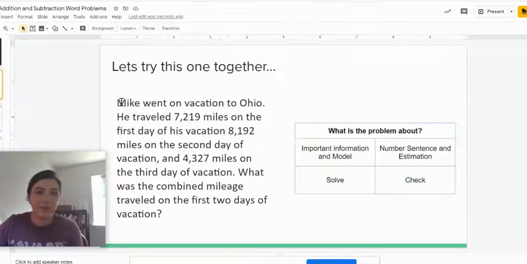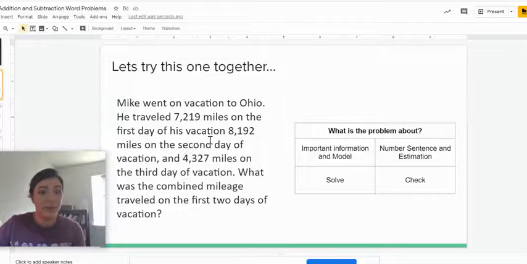Let's go ahead and read the problem first. Mike went on vacation to Ohio. He traveled 7,219 miles on the first day of his vacation, 8,192 miles on the second day of vacation, and 4,327 miles on the third day of vacation. What was the combined mileage traveled on the first 2 days of vacation?